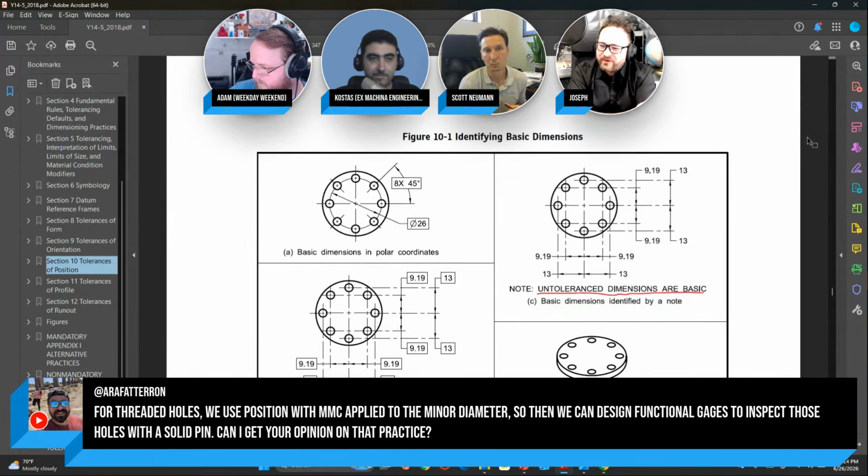There we go. We use position with MMC applied to the minor diameter, so then we can design functional gauges to inspect those holes with a solid pin. Can I get your opinion on that practice?